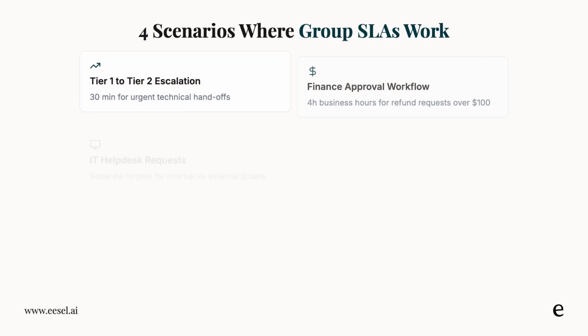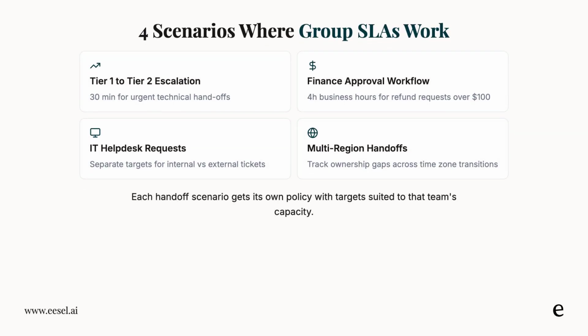Group SLAs work especially well in 4 scenarios: Tier 1 to Tier 2 escalations, finance approval workflows, IT help desk routing, and multi-region handoffs across time zones. Each scenario gets its own policy with targets that reflect what is actually realistic for that team.